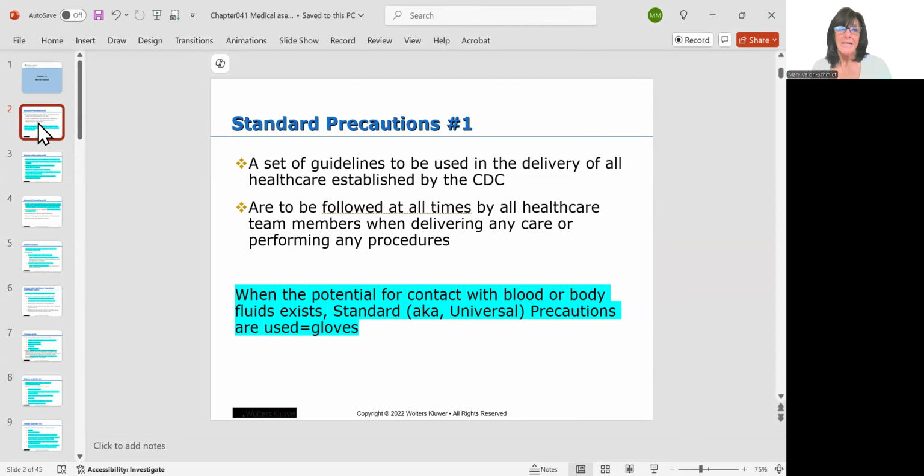All right, so first we'll talk again about standard precautions. They're the guidelines that are used for the delivery of care for everyone, okay? When you think that you're going to be potentially in contact with blood or body fluid, then you're going to use standard, also known as universal, precautions. And what does that mean? Gloves, could be a gown, but it's gloves for sure, right? Depends on using your clinical judgment based on what you think you're going to be coming in contact with.